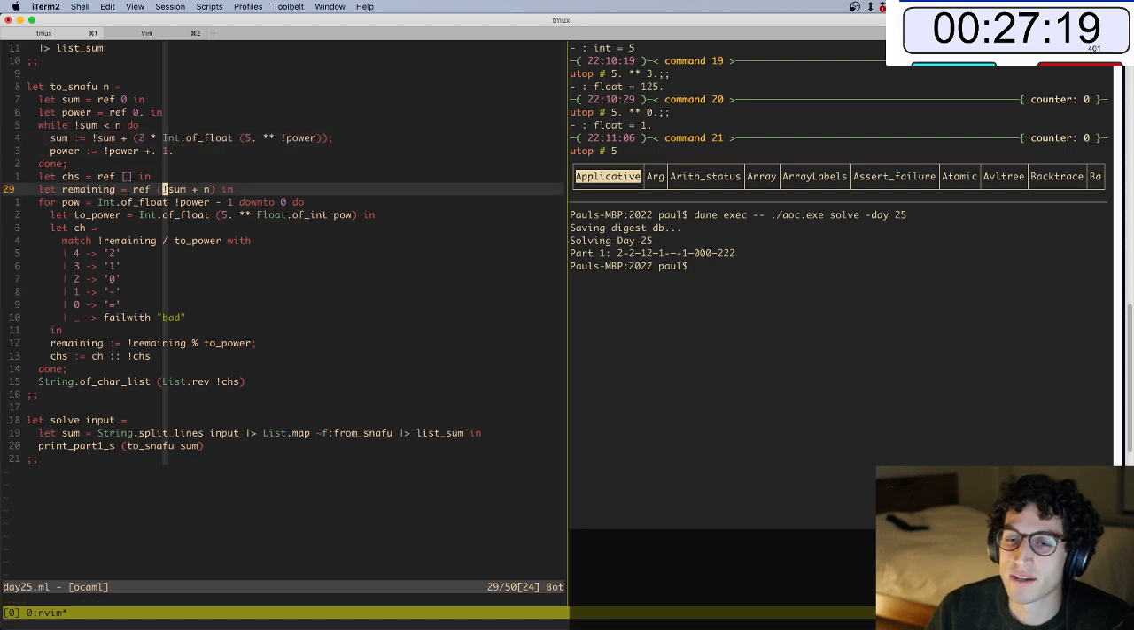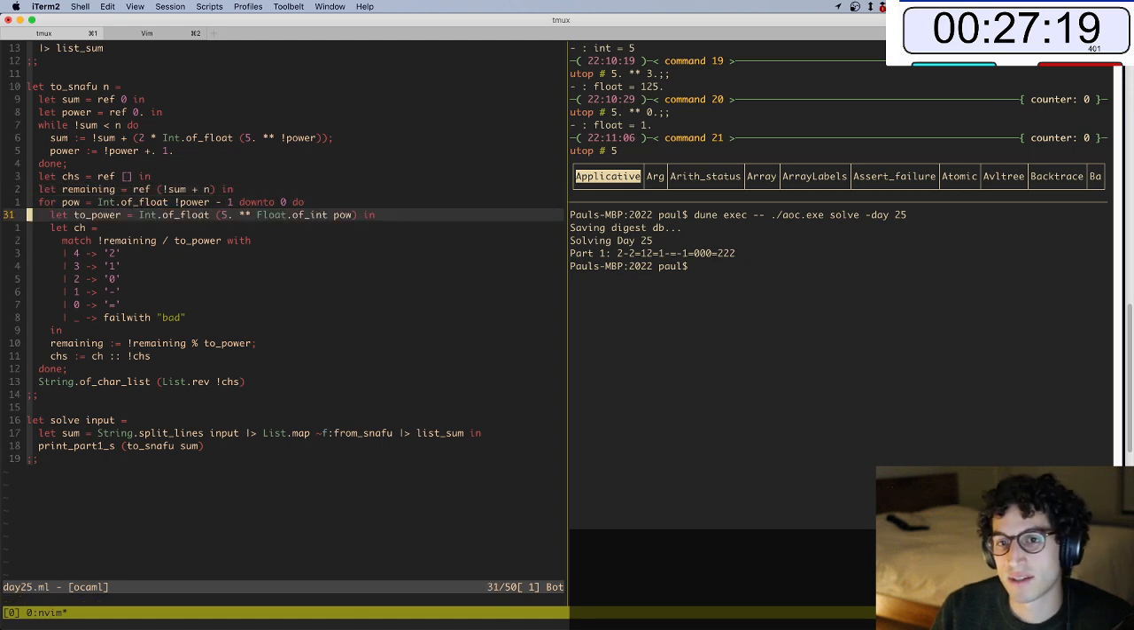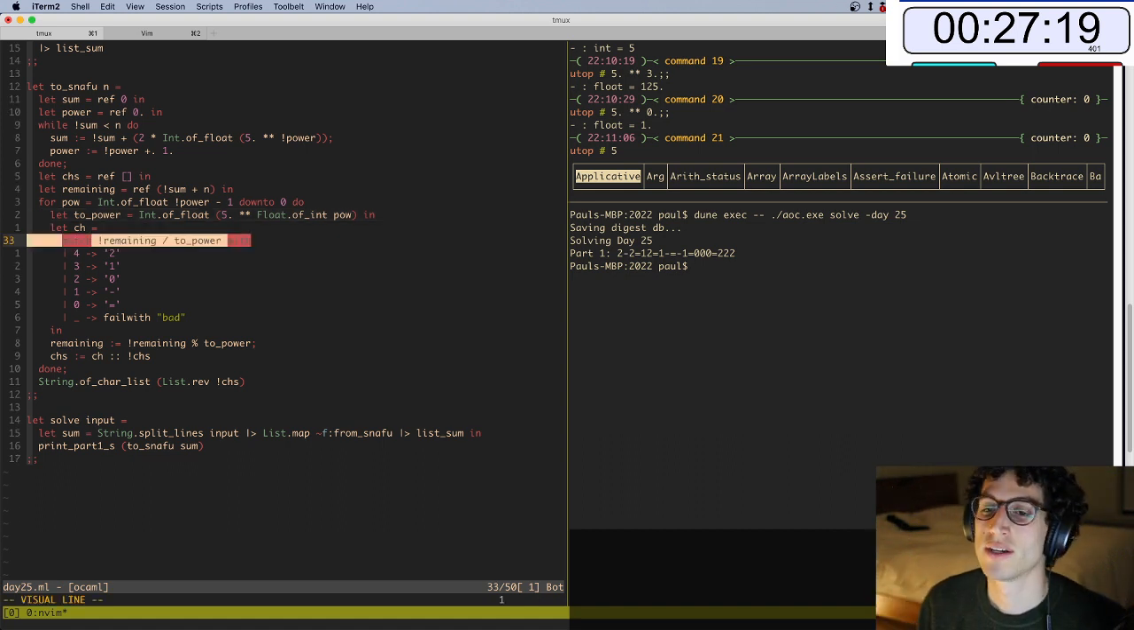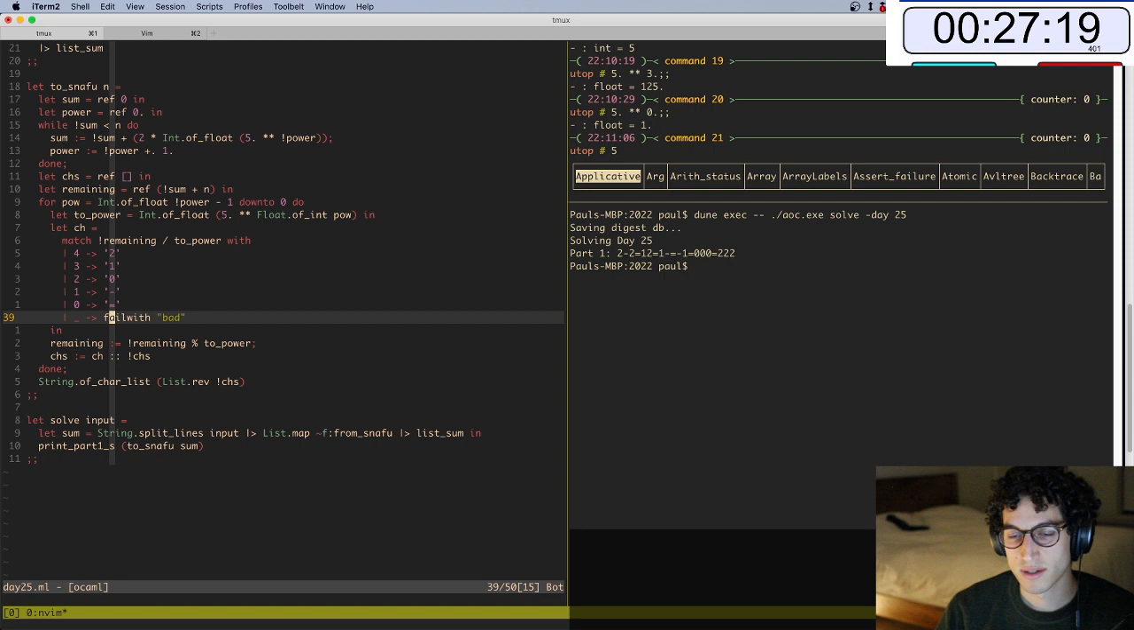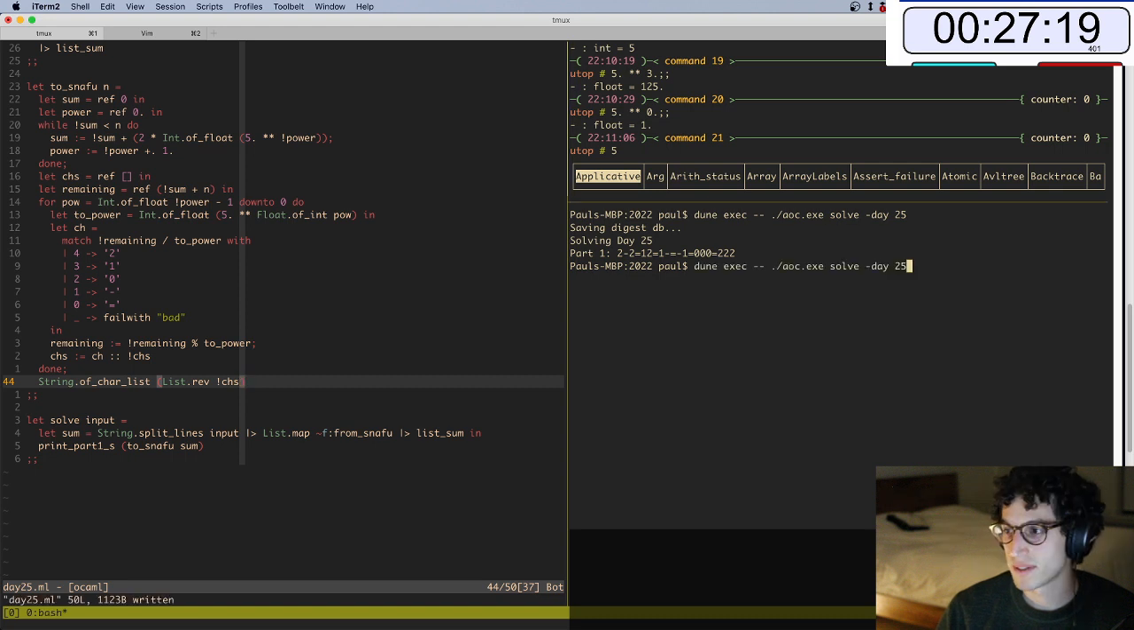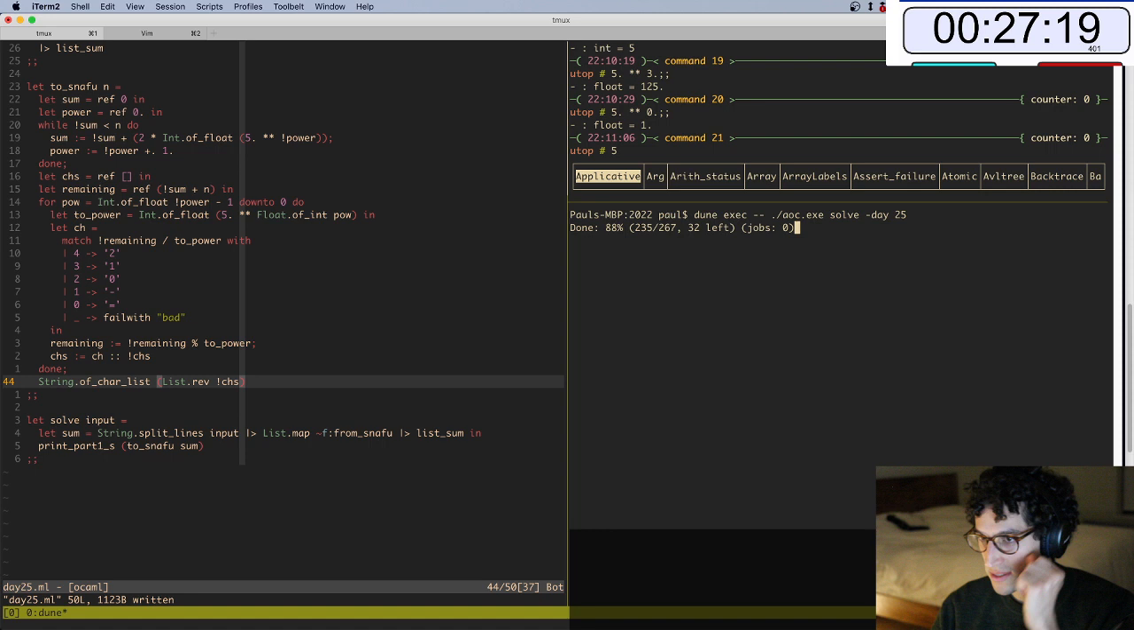So then I add that to n, and then I convert that to base 5 by keeping track of how much I have remaining. For the power, I subtract based on the amount remaining. I divide that by the power to get what that next digit would be. And then I map them to the 2 less than it. And that works. Then I convert it to a string and I have to reverse it. And yeah, it's great. That is day 25.